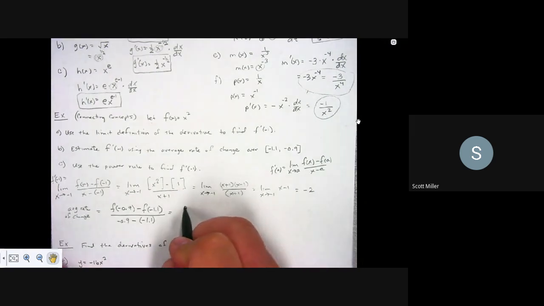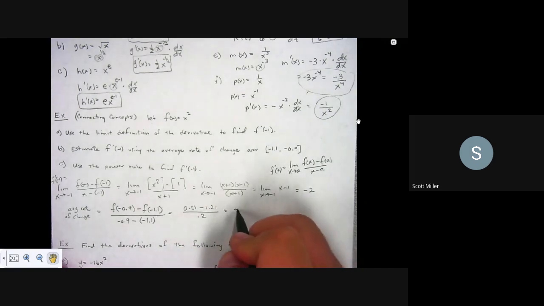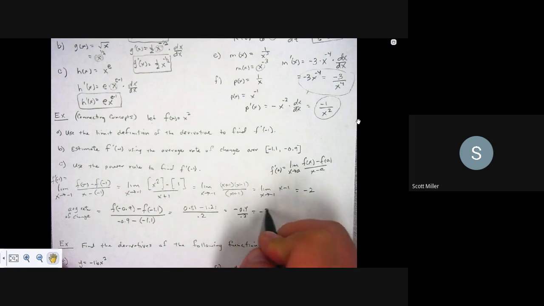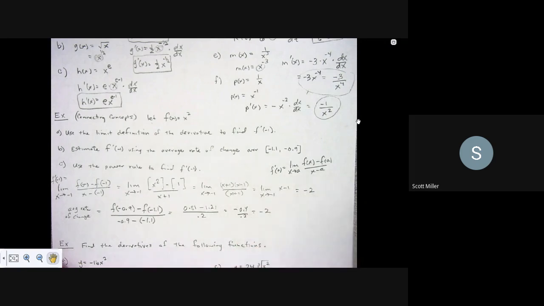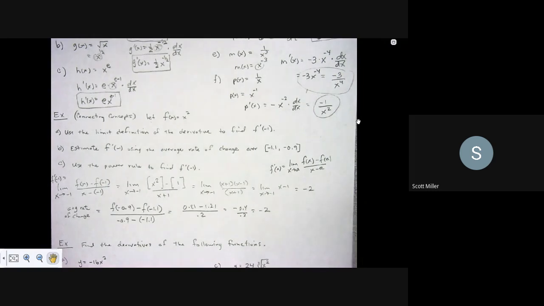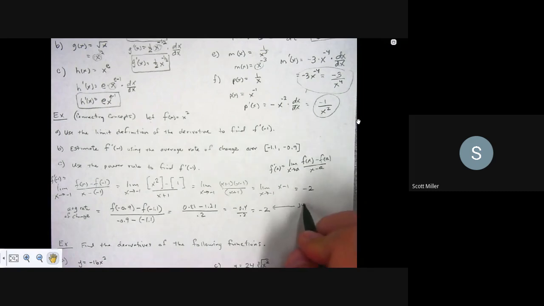I have these numbers already. I'm going to go ahead and just write them for the sake of time. And then down here would be 0.2. And then as you work this out, you're going to get negative 0.4 over 0.2, which is negative 2. That is interesting. I'm going to give you a little note here. That usually does not happen. This is just a coincidence.